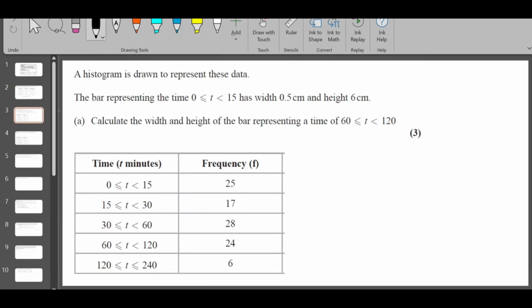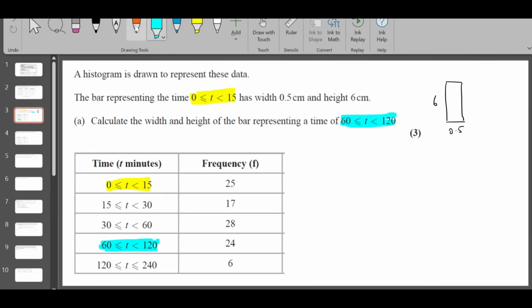Let's read part A. I put the table here again, just the class interval and the frequency. A histogram is drawn to represent the data. The bar representing 0 to 15 has a width of 0.5 and a height of 6 centimeters. Using that information, find the width and height of the bar representing the 60 to 120 class interval.